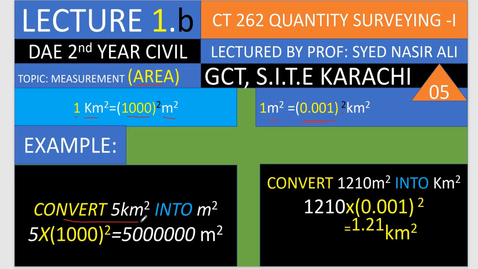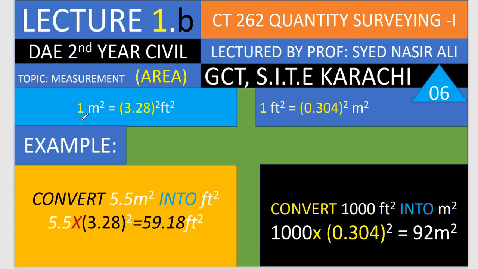Convert 5 kilometer square into meter square: just multiply 5 by the 1000 square factor, and we are getting this result. Now convert 1210 meter square into kilometer square: just take the factor 0.001 square and multiply by 1210, and we are getting 1.21 kilometer square.